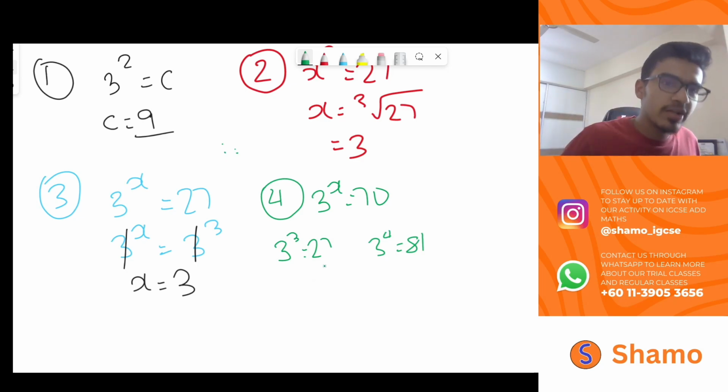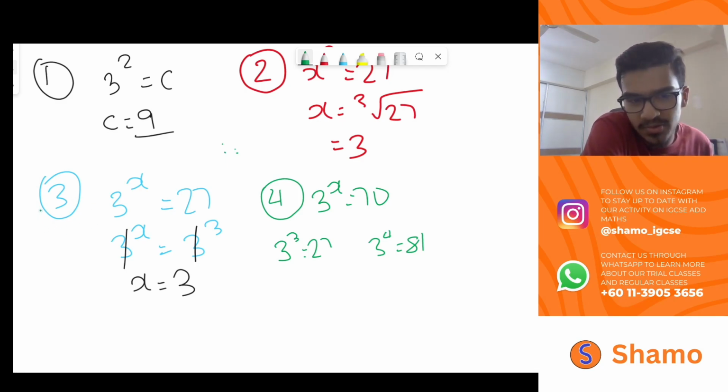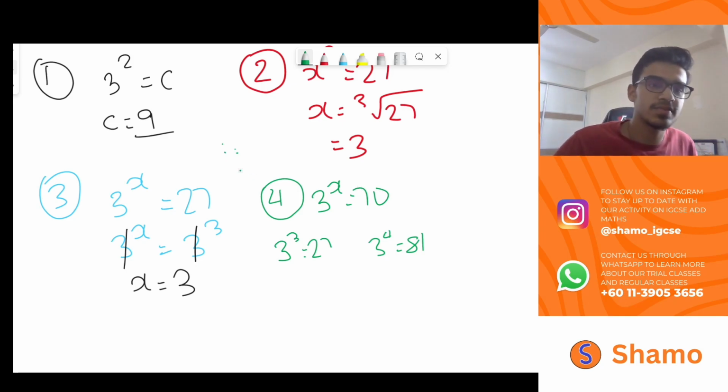So that's where logarithms come in. Because in something like situation number 3, this is very obvious. 27 is 3 cubed, everyone knows this. But 70, we don't know what value we can get. That's where logarithm comes in.